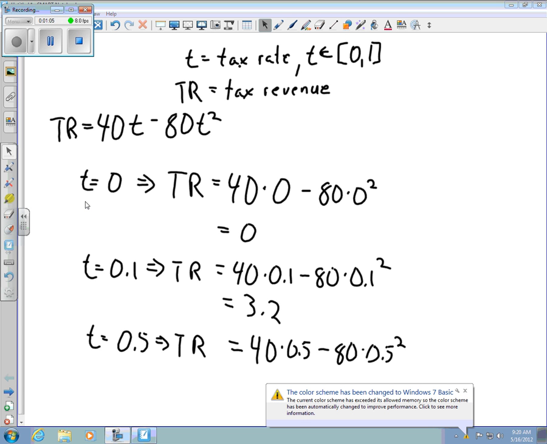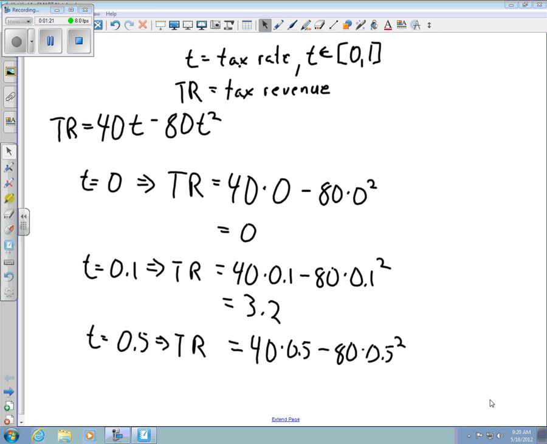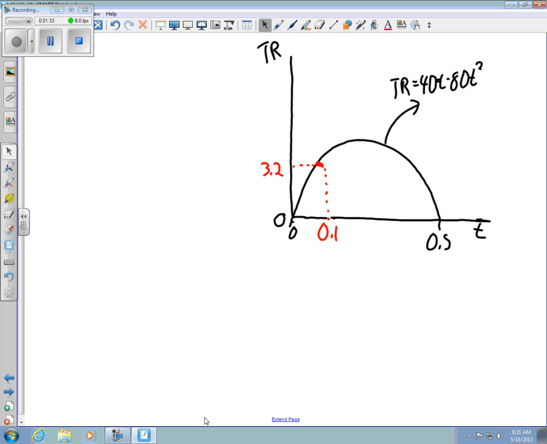On the other hand, if you raised it some more to say 0.5 or a 50% tax rate, then what you'd get for tax revenue would be 40 times 0.5 minus 80 times 0.5 squared, and that would again get you a tax revenue of 0. Not exactly what we want, but what we want to do is find some sort of intermediate ground. This is what a graph of this tax revenue would actually look like.